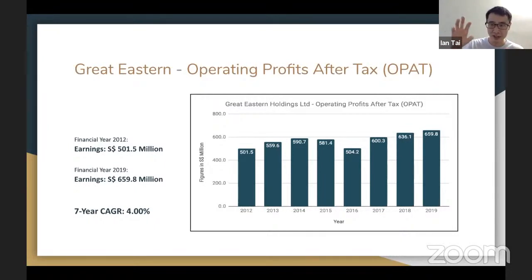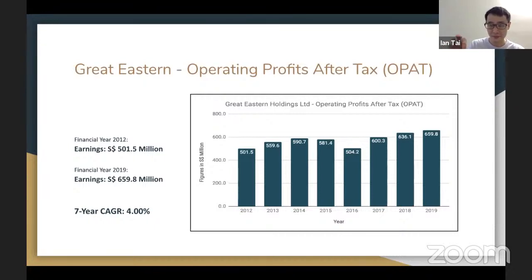It's actually not theirs. But what they can do with the money is invest it in other places. They can buy a bond or invest in stocks. This is known as float. This is what Warren Buffett says. This is float money. When it comes to this float money, they have invested in bonds and equities, and for Great Eastern, they invest very heavily in these two.